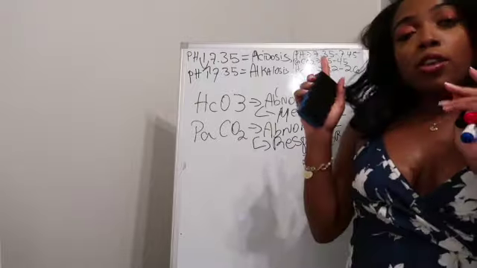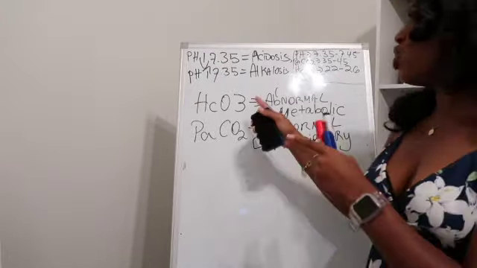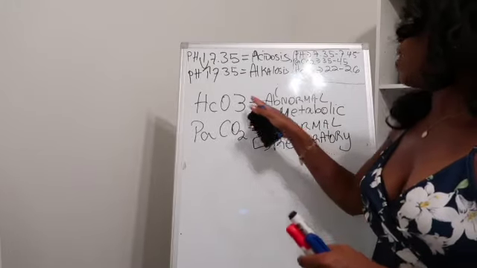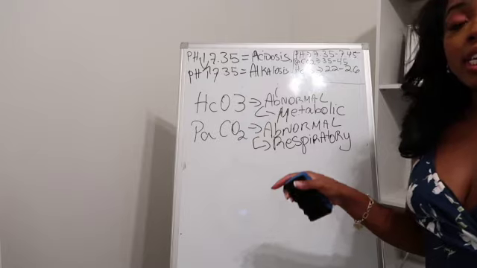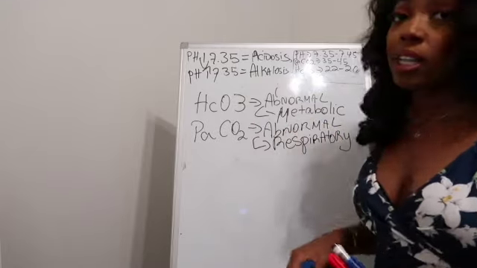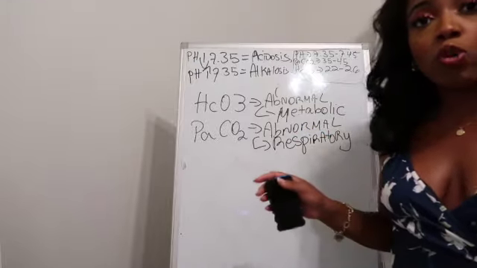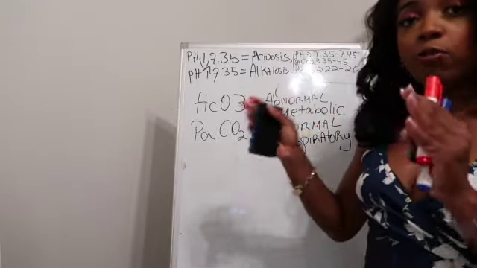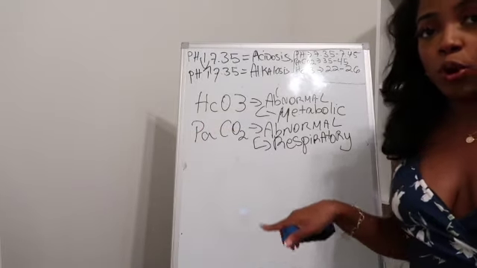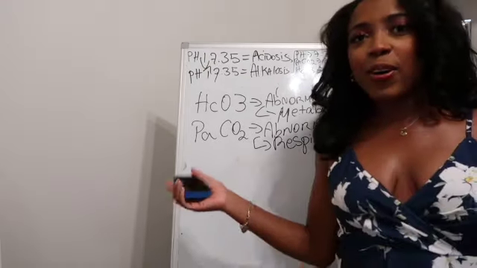So you guys wrote down your sheets and you memorized the normal values for HCO3 and PaCO2. So you know that if the HCO3 is abnormal, the patient is undergoing a metabolic problem. If the patient's PaCO2 is abnormal or out of that 35 to 45 range, they are going through a respiratory problem, okay? So let's look at some examples.